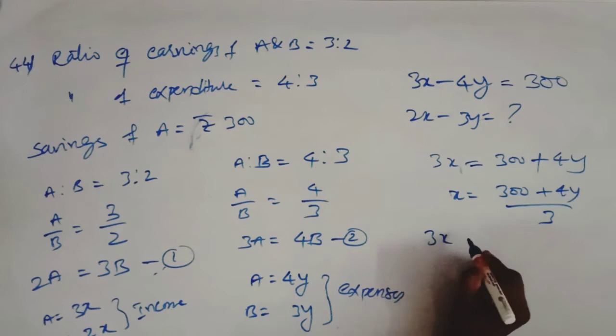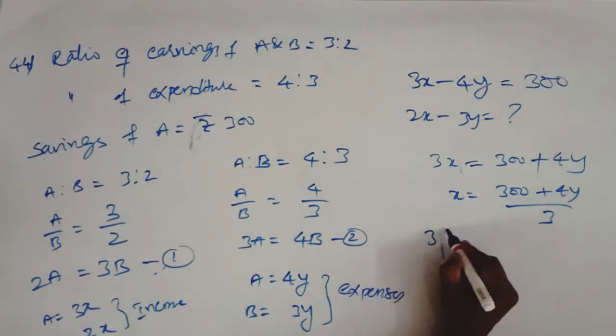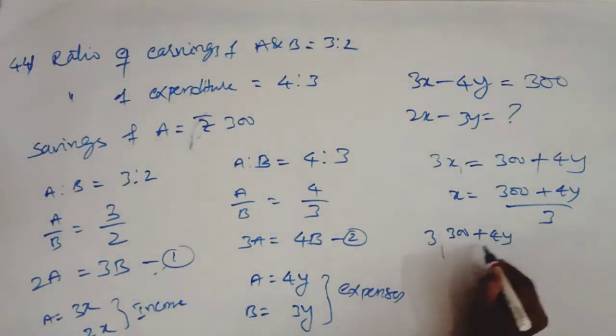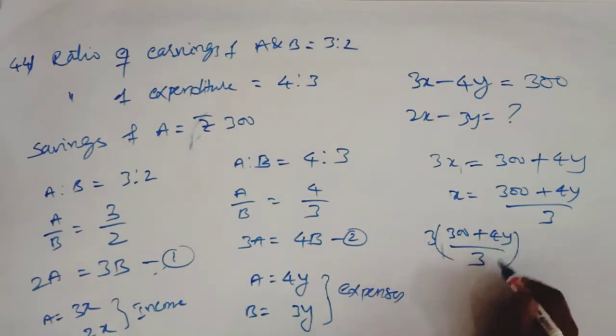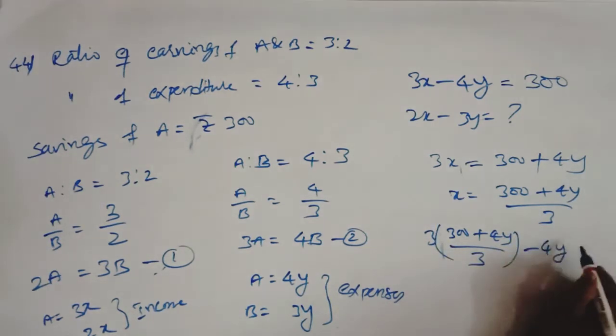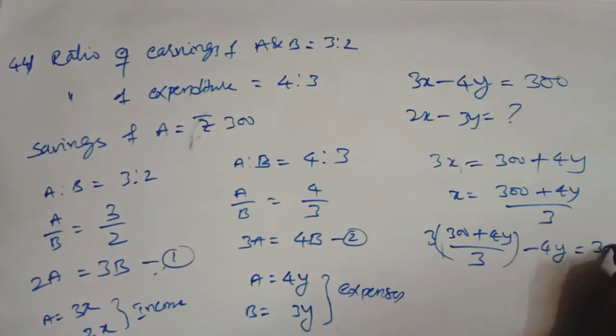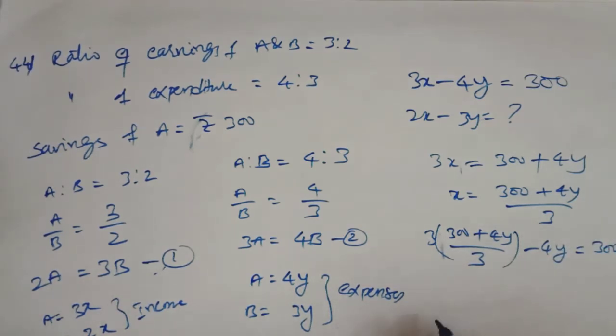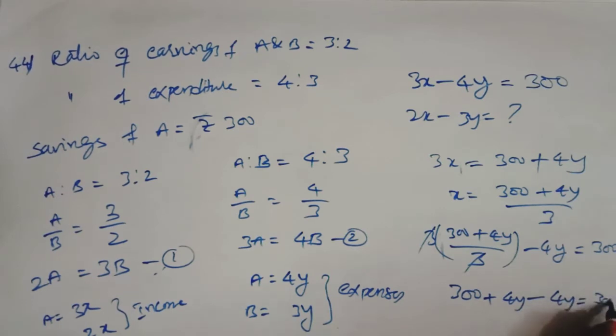So here 3x, that is x value I am taking as 300 plus 4y by 3 minus 4y is equal to 300. Okay. So 3 will be cancelled. That is 3 into this total one. So that is 300 plus 4y minus 3y is equal to 300. Now totally you are going to get an answer is 600 approximately.